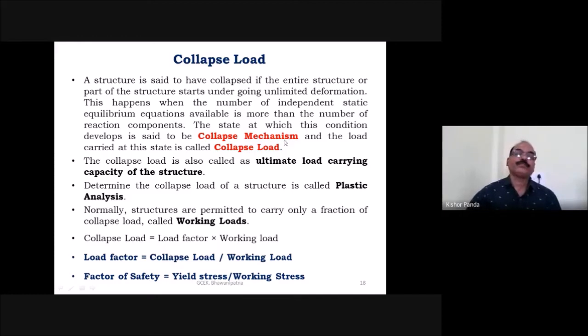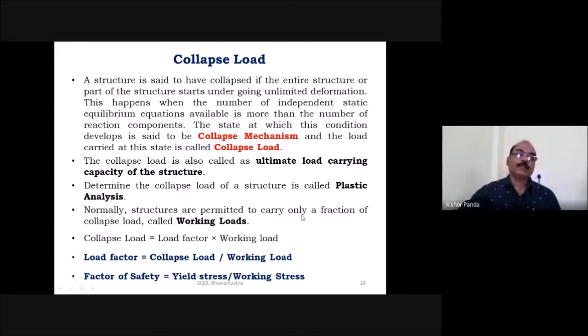The collapse mechanism forms when part of the structure or the entire structure starts undergoing unlimited deformation. That is, the yielding takes place and the plastic hinge formation starts, and then the collapse mechanism will be formed. The load carrying capacity of the structure at that stage is called the collapse load. The collapse load is also called the ultimate load carrying capacity of the structure. Determining the collapse load of a structure is called plastic analysis. So in plastic analysis, you have to find out the collapse load of the structure.